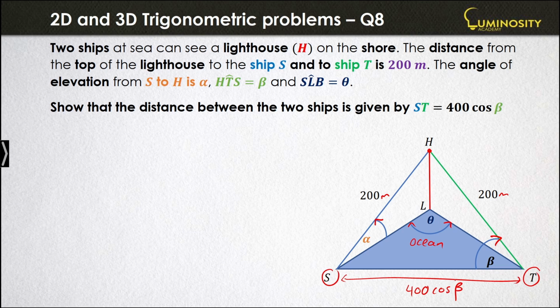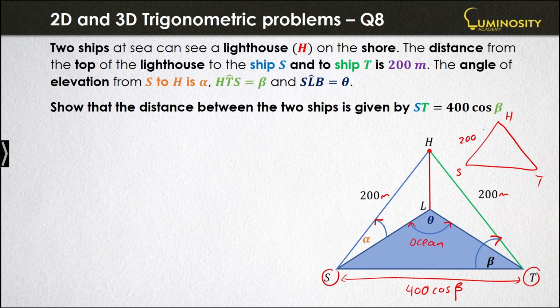So my first intuitive mind here would say, cos is involved, so maybe I could use the cosine rule. But if I do that, I might end up with something a bit complex, because I would have to pull out this bigger triangle HST here. So I'll show you what I mean, HST.